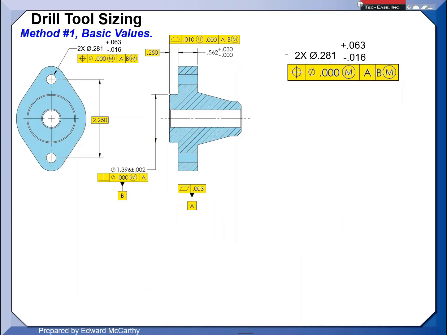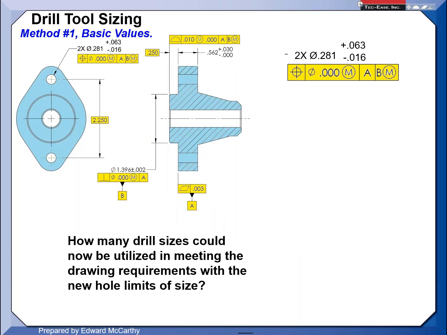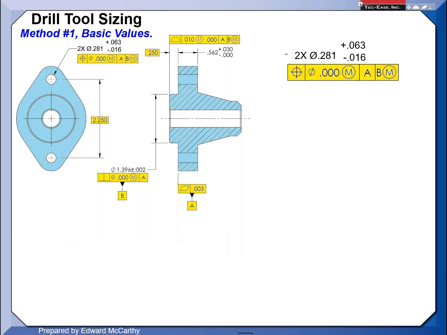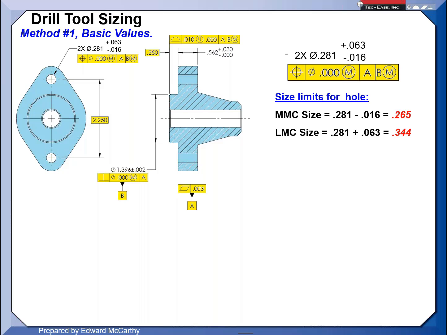So now with this new revised tolerance, how many drill sizes can now be utilized in meeting the drawing requirements? Well, I have a producibility book that I use, one of many I have. Right now, I extrapolate based on the way the dimension is: I have my nominal 281, my lower limit, the smallest hole, the MMC size, and my upper limit, the hole's LMC size, and we just extrapolated them. The smallest the hole will ever be is 265, and the largest will ever be 344.